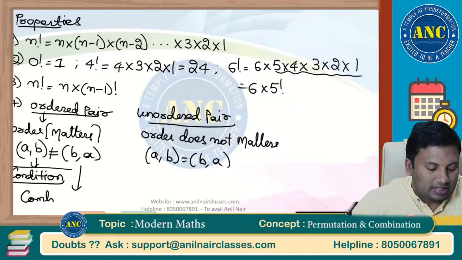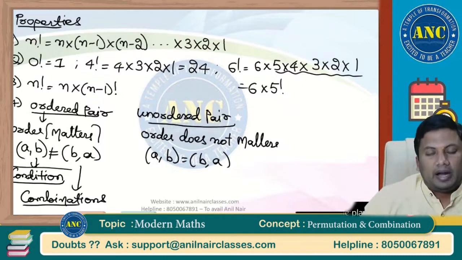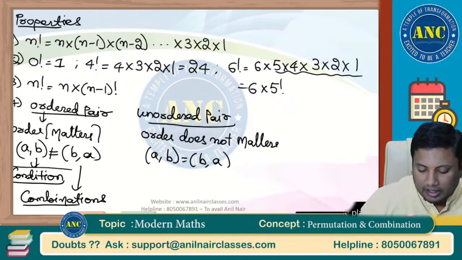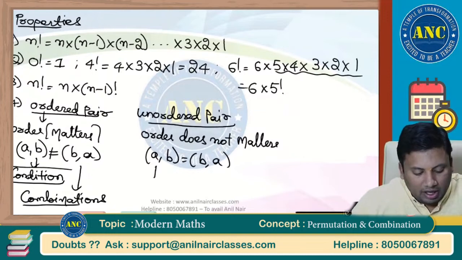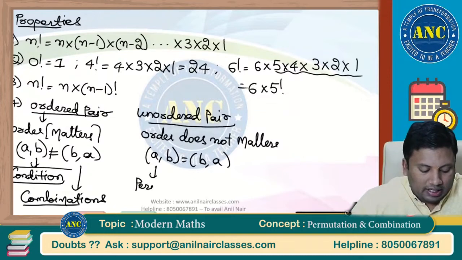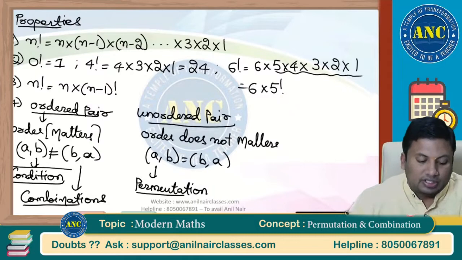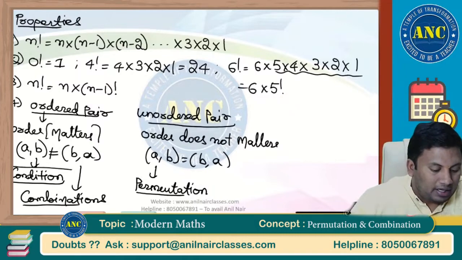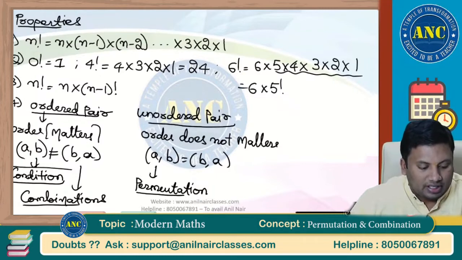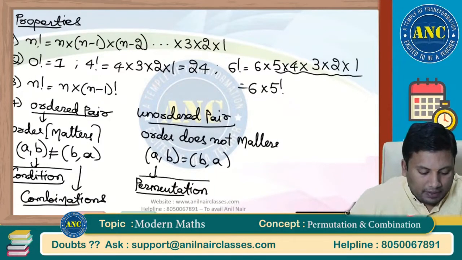Ordered pair is nothing but combinations. Order matters. Unordered pair means order does not matter, so in whichever way it is written, it is right. Permutations is used for an unordered pair. Combinations is used for an ordered pair.